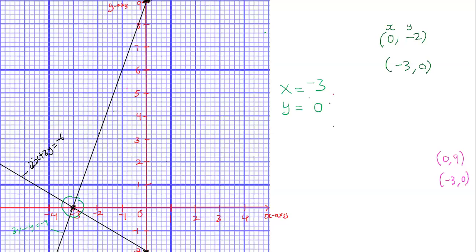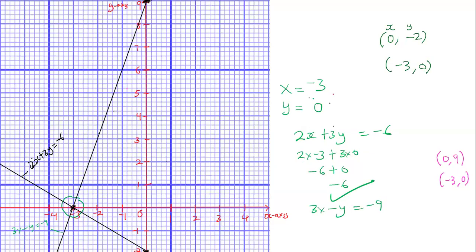So now those are the solutions. That is your answer. And the moment you try to place them in your equations to prove, you will get the same answer. When x is negative 3, it will be 2 times negative 3 plus 3 times 0. So 2 times negative 3 gives you negative 6 plus 0, which is negative 6, which is correct. Even when you take the second one, 3x minus y is equal to negative 9, and you place x is equal to negative 3, you have 3 times negative 3 minus 0. 3 times negative 3 is negative 9 minus 0. So it also qualifies. So you conclude that my x is negative 3, my y is equal to 0.